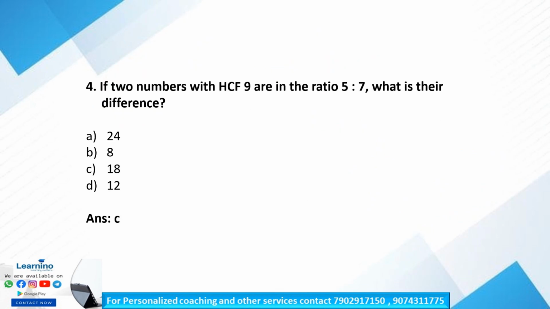If two numbers with HCF 9 are in the ratio, we have two numbers, first number and second number. We have two numbers whose HCF is 9 and their ratio is 5:7. What is their difference is our question.